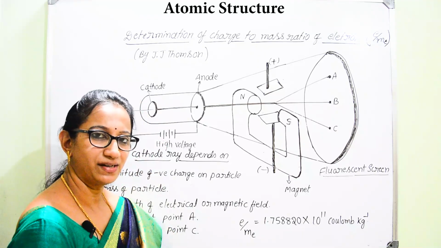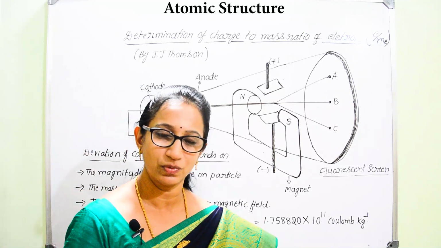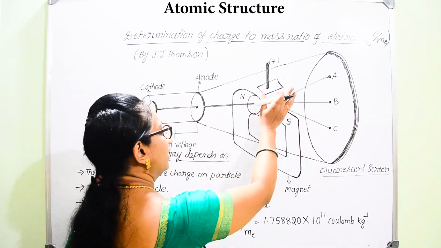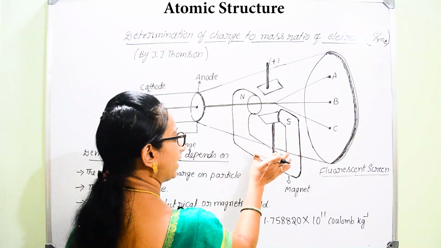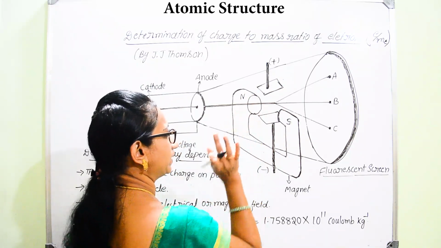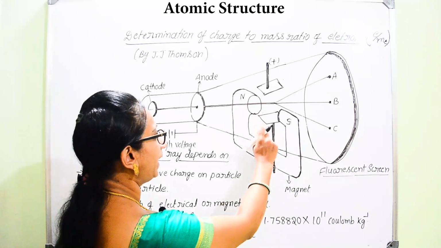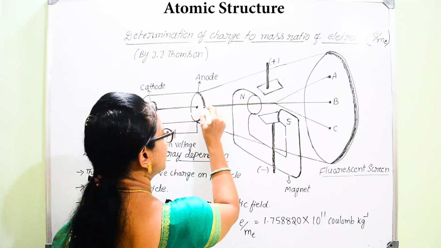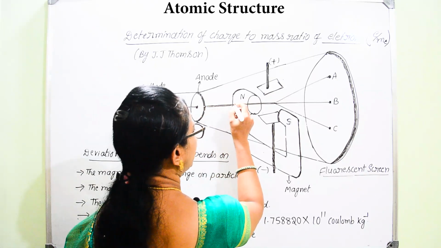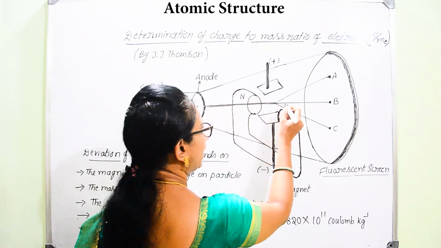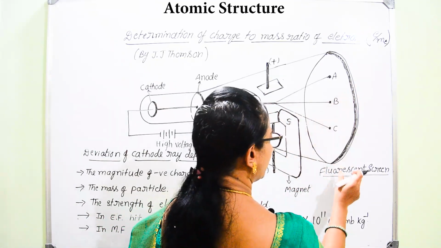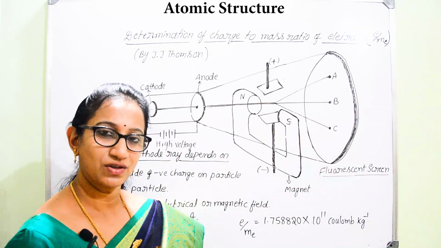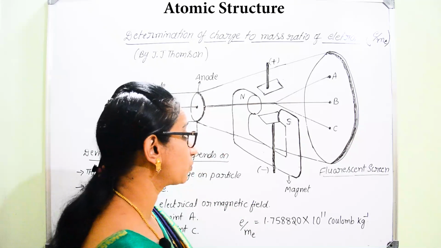You know that when cathode rays move in the absence of an electric field and a magnetic field, that is, with no magnet and no electric field, he identified that the rays move in a straight line and hit the fluorescent screen at exactly the spot which is considered as B. So how was he able to identify it at exactly spot B?